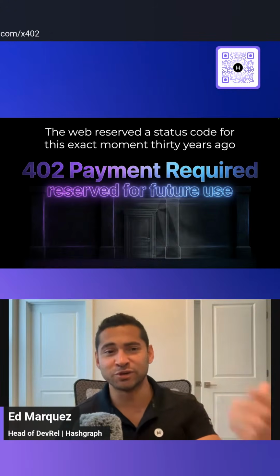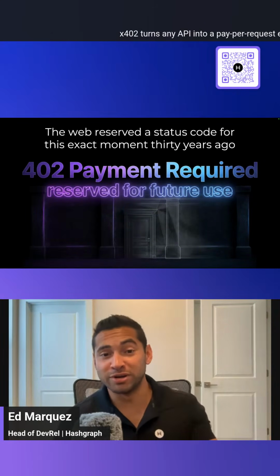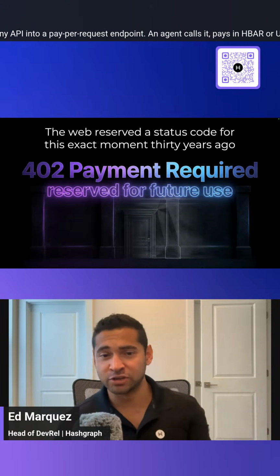And then for 30 years, that door has been closed because no one needed it. But that just changed with AI agents entering the picture, right?